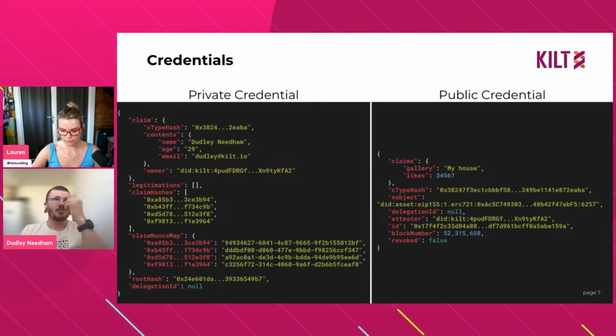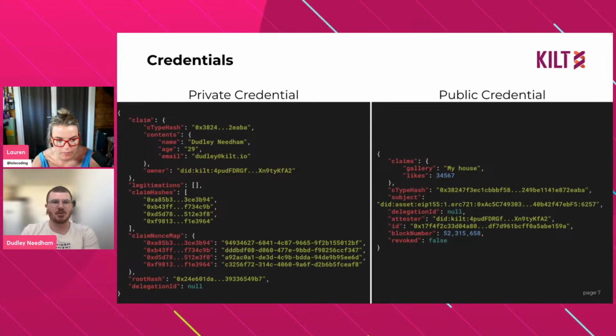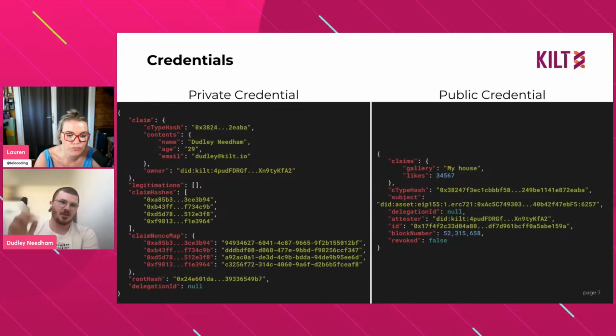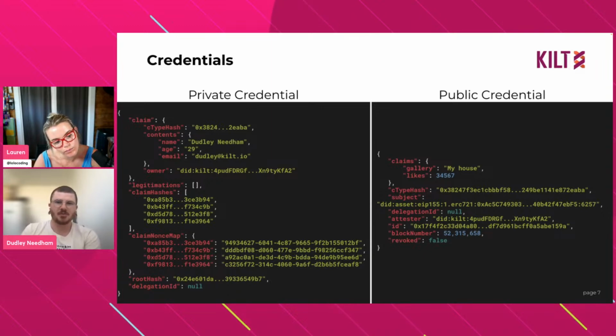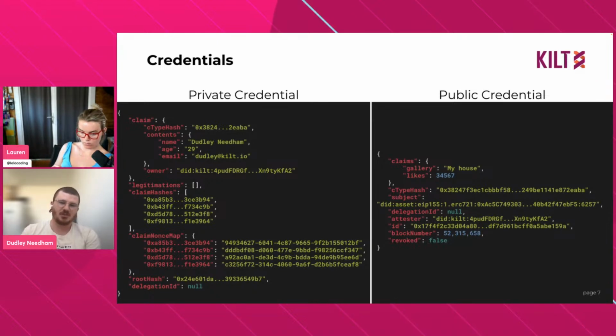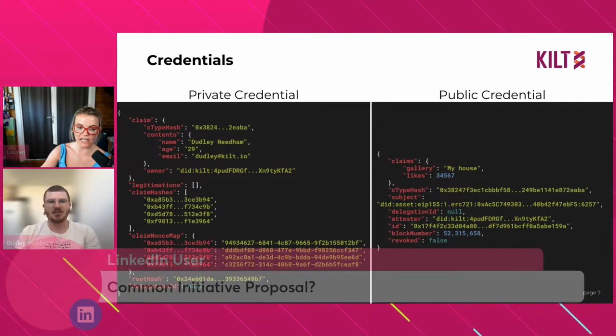So yeah, with private credentials, you also have the option to disclose certain attributes about yourself. For example, here you can see it says Dudley Needham, 29, and Dudley at KILT.io. I can disclose only parts of this. So if this was issued by the state or some government, I can say, well, I'm going to go to drink and I don't want to show the barman my name or my email. I can then provide this 29 to showcase that I'm over 18.